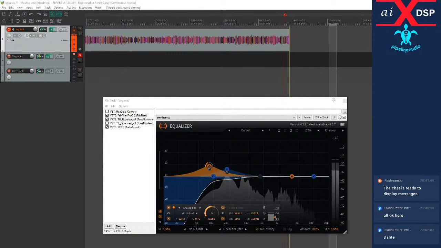But again, Dante and AVB let me move around these rooms at the school. Super awesome. I mean, just to have Dante in all the rooms, it's just amazing. But I just didn't like the performance. I'm hoping AES67 is better, but I won't hold my breath.